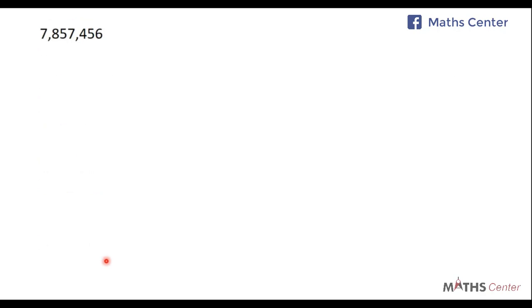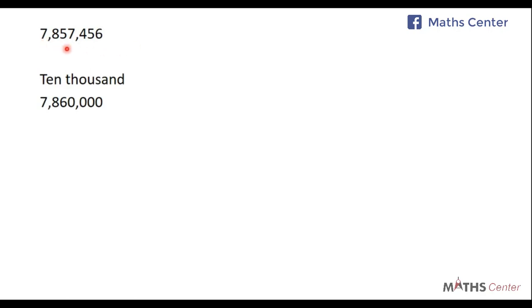We are rounding this to the nearest 10,000. So you look for the digit whose place value is 10,000. The digit whose place value is 10,000 here is 5. The digit in front of it is 7. So we know that 7 is 5 or above, so it qualifies. So what you are going to do is add 1 to 5. Then the other digits will all be 0.